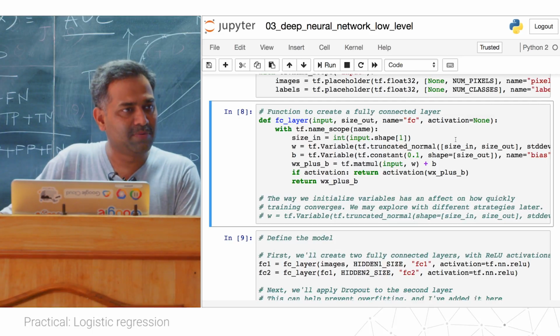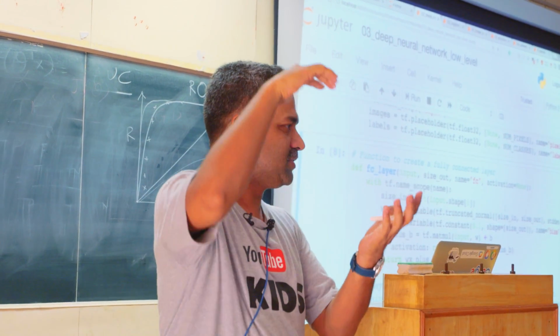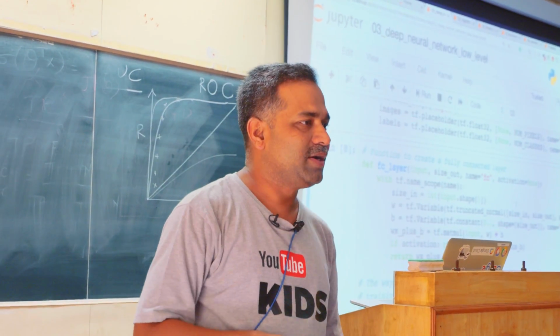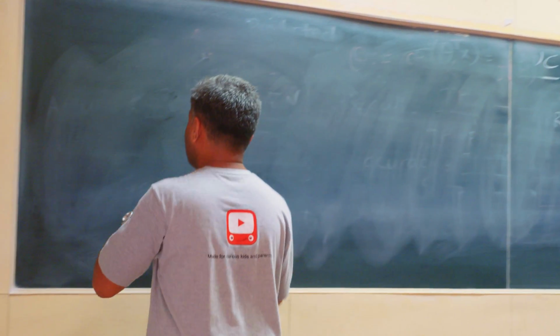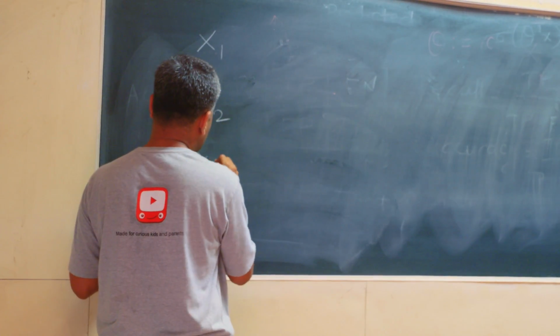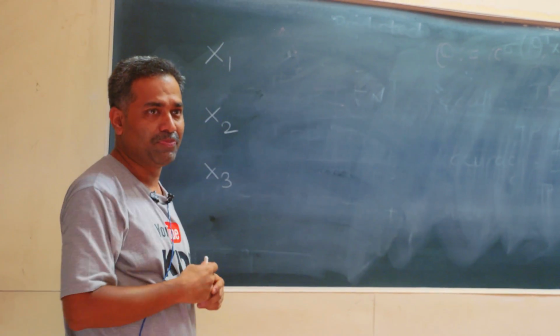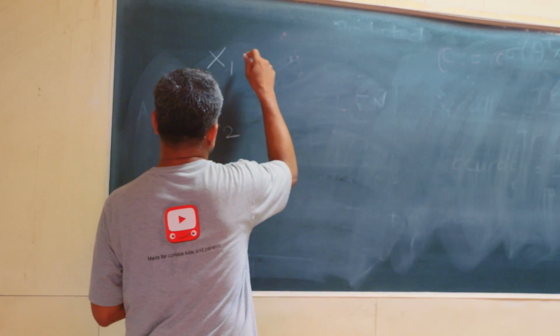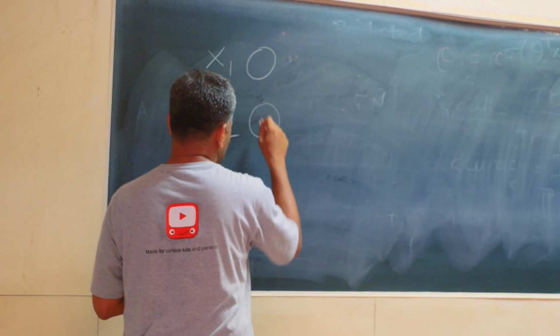Does everyone understand neural networks? One way to view a neural network is as a stack of logistic regressions. It will be clear in a minute why I am saying so. So let's say I have inputs like x1, x2, and x3. These are my features. Let's say these are inputs to my neural network model.